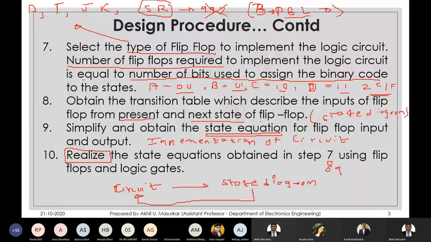So let's go ahead. I think the problem will make the thing very clear. You actually don't have to remember these 10 steps in a very hard way. So let us look at a problem. This is the problem.